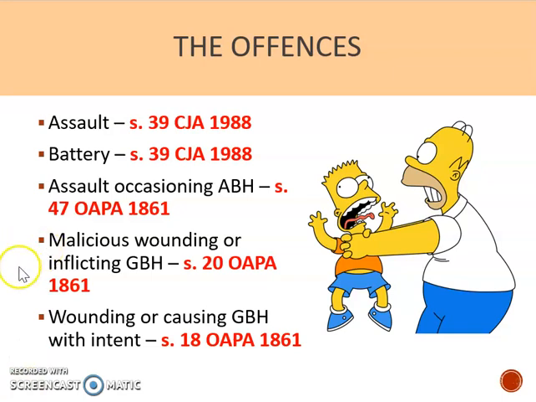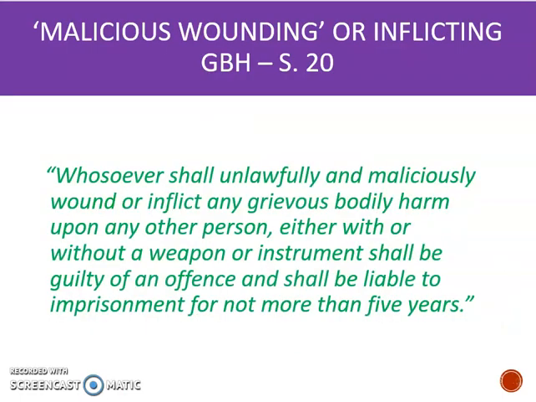We're going to look at both of these offences together today because the main difference between the offences under a section 20 and under a section 18 relate to the mens rea. The actus reus of both offences is the same. We're going to start by looking at malicious wounding or inflicting GBH under section 20 of OAPA 1861.